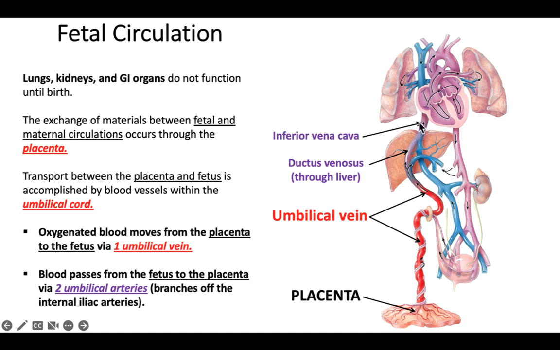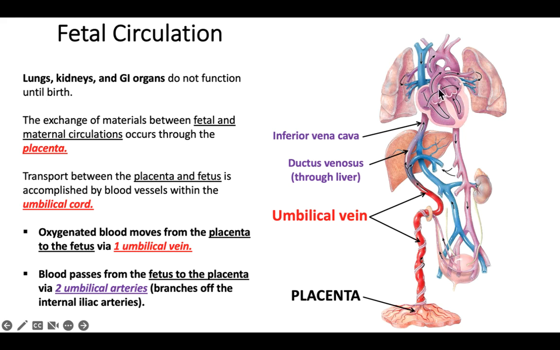So that's a problem, right? Here's the inferior vena cava of the fetus. Well, now all of a sudden it gets some oxygen. The problem is that blood is entering the wrong side of the heart. We want oxygenated blood on the left side of the heart, but it's entering on the right side of the heart.